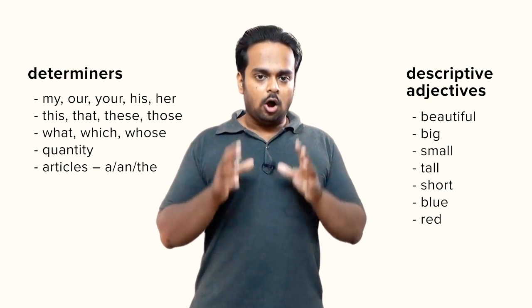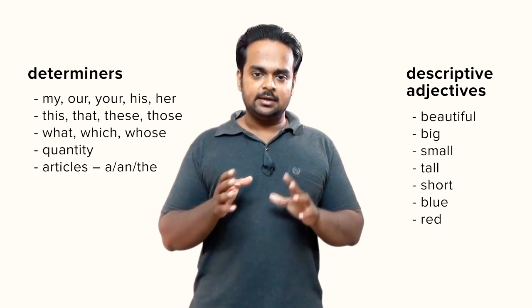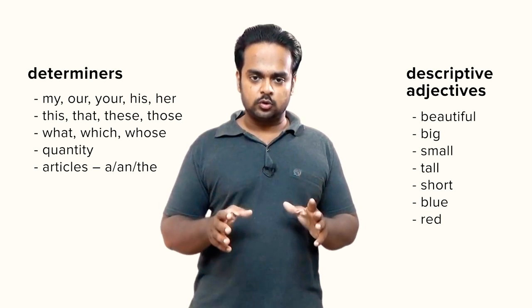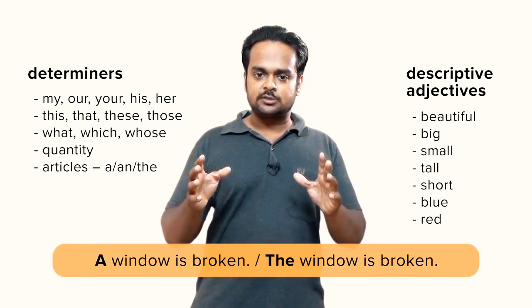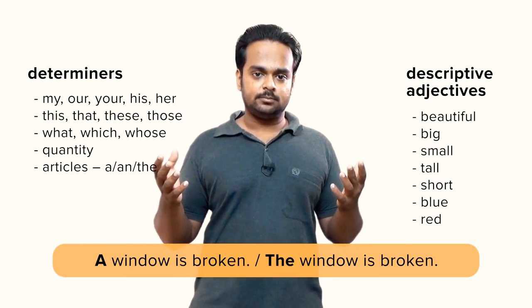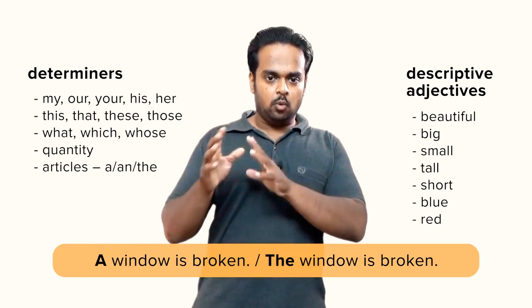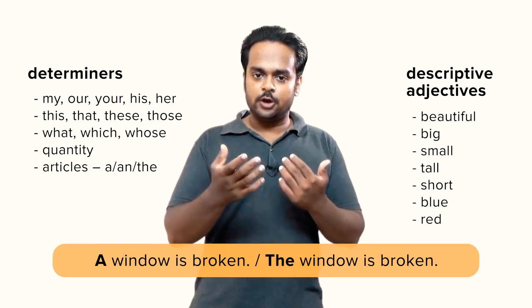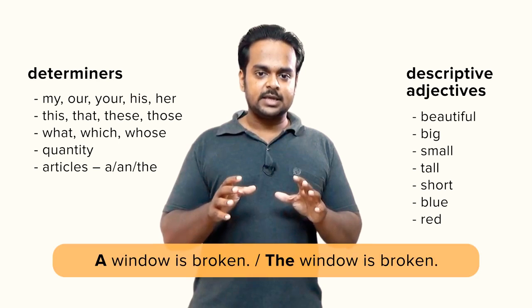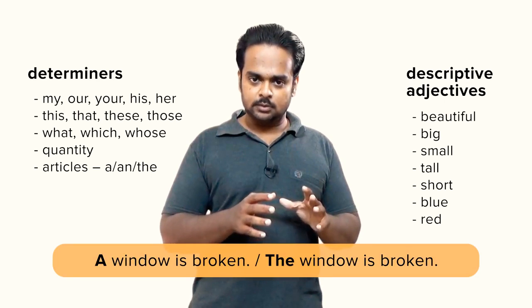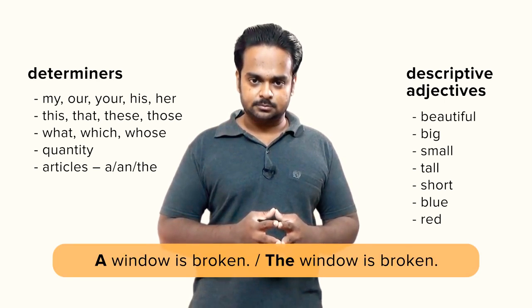And finally, articles, that is the words a, an, and the, are also considered adjectives because if I said, a window is broken, it could be any window. But if I said, the window is broken, we both know which window I'm talking about. So articles give us information about nouns, and so they're also adjectives.